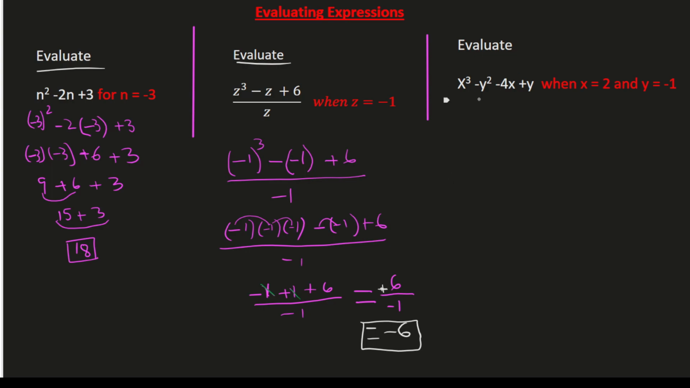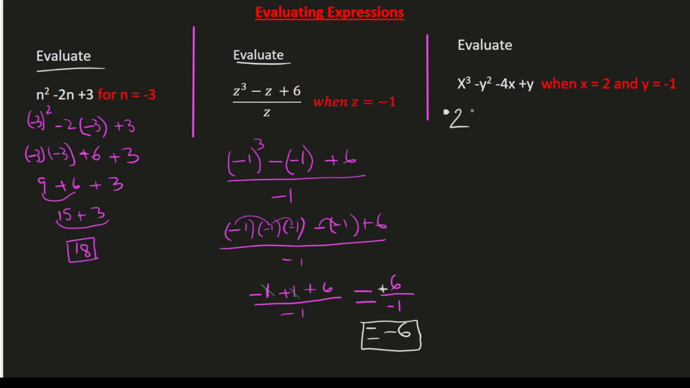Let's go for the third one. We get x cubed minus y squared minus 4x plus y. We need to evaluate that when x is equal to 2 and y is equal to negative 1. So basically, wherever I get x, I'm going to plug in 2. Wherever I get y, I'm going to plug in negative 1. So let's do that together. In this case here, x is equal to 2. I'm going to take the 2 and put it in place of x here.